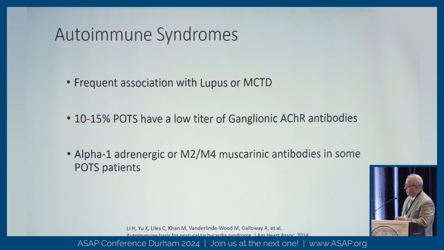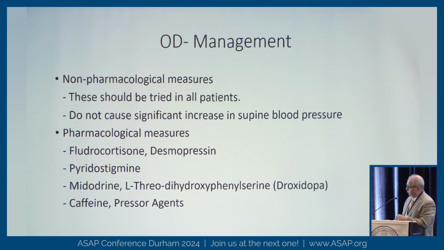There is a frequent association with lupus and other autoimmune disease, and about 10% of patients have a special antibody that goes and jams the signaling in the autonomic ganglia. It's called ganglionic antibody. So some cases of POTS, particularly neuropathic POTS, are autoimmune.